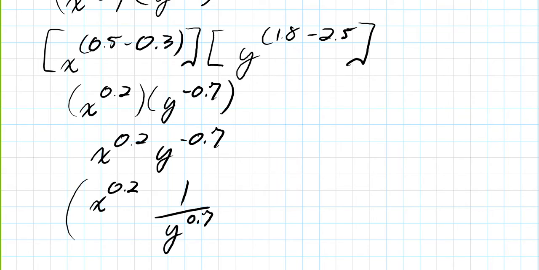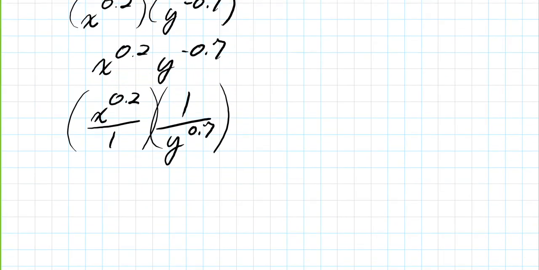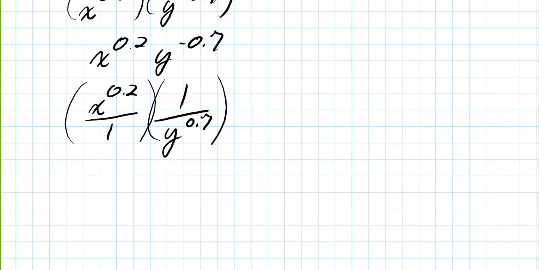Again, this is technically multiplication. I can write a denominator under x, and the denominator is just 1. Nothing changes when I do that. Now I can carry out fraction multiplication. When I do, the top times the top ends up with x to the 0.2, and the bottom times the bottom ends up with y to the 0.7.